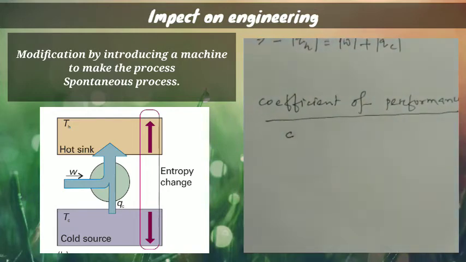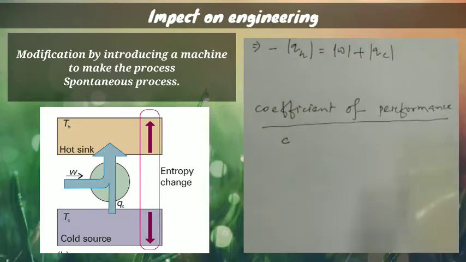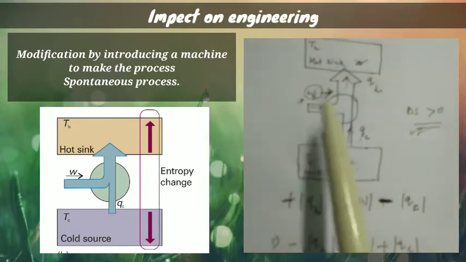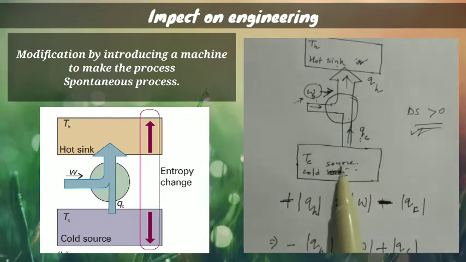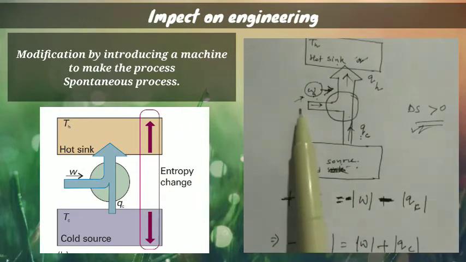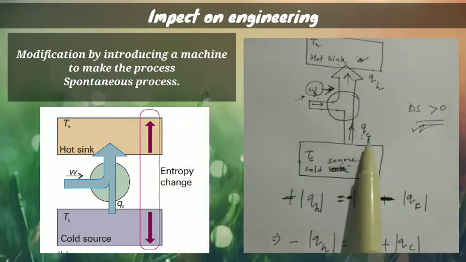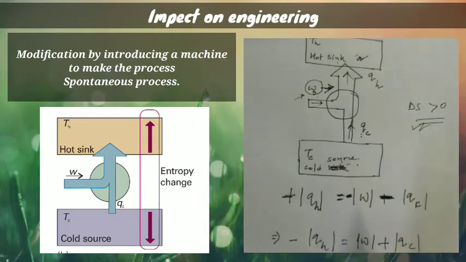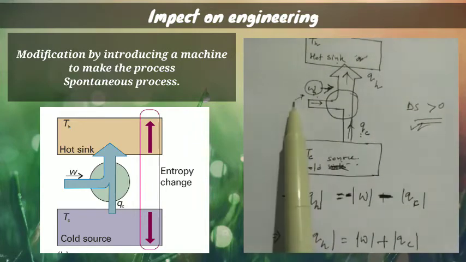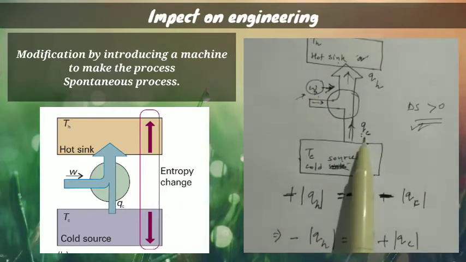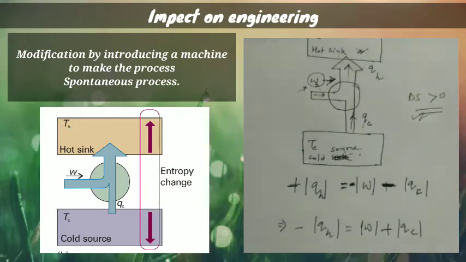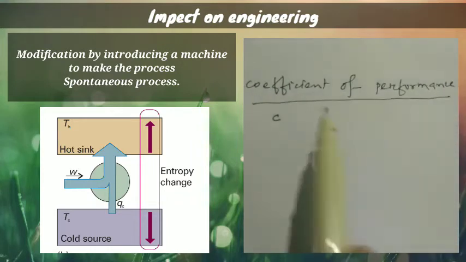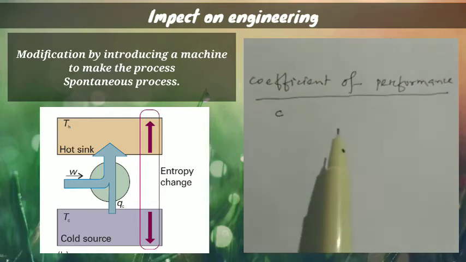So what is coefficient of performance? If we have to add less amount of work to remove QC amount of heat from that source, then the performance is good. If we have to do more work to remove the same amount of heat, then the performance of the machine is not good. So here c represents the performance of the machine.